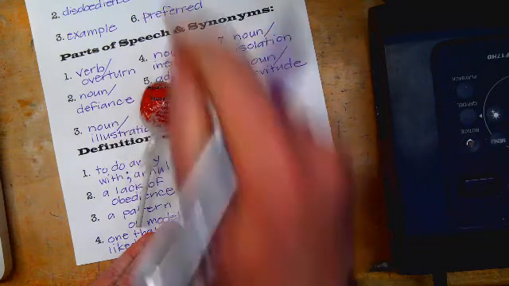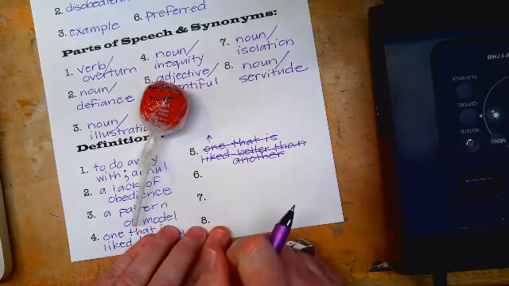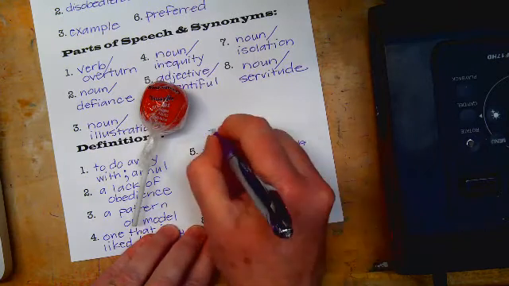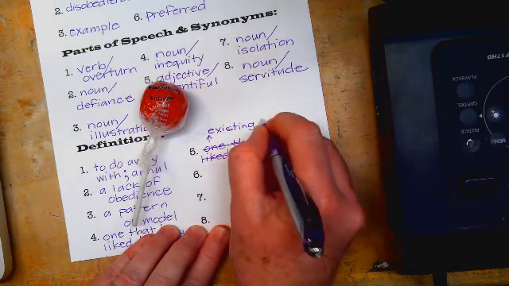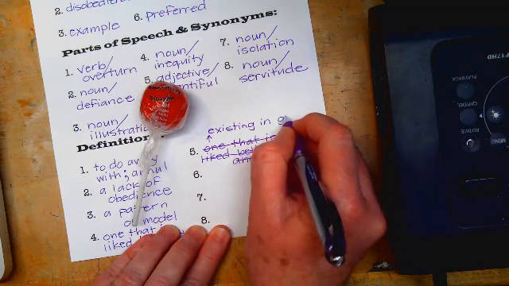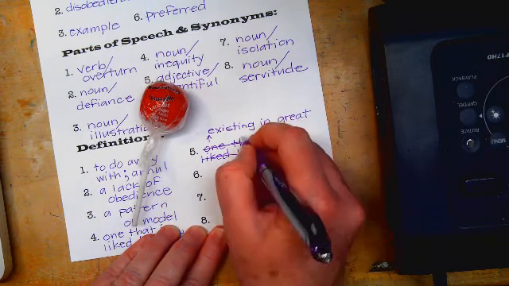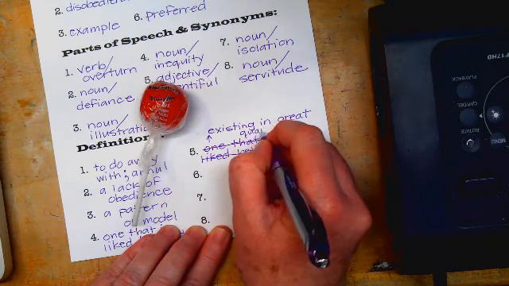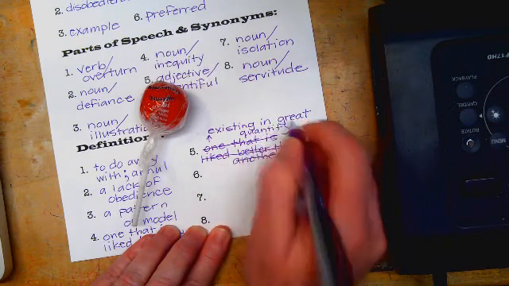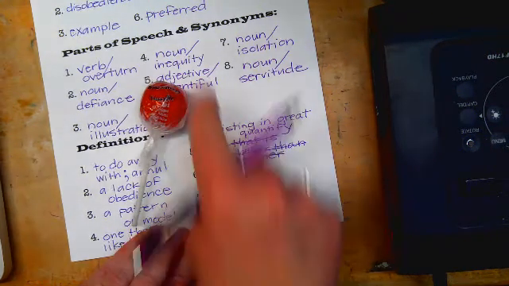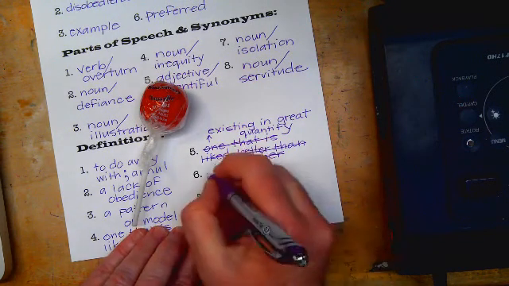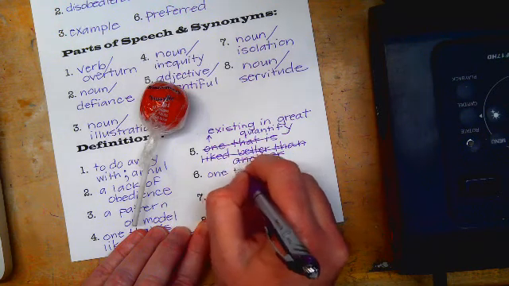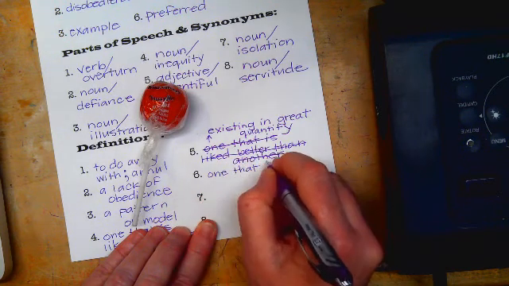So I'm going to put number 5 up here. So number 5 is numerous. And the definition for numerous is existing in great quantity. Okay, number 6 is preferred, and that means one that is liked better than another.